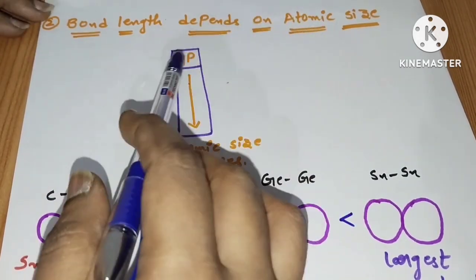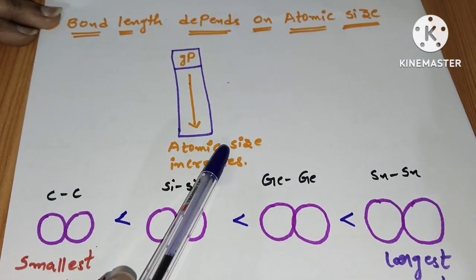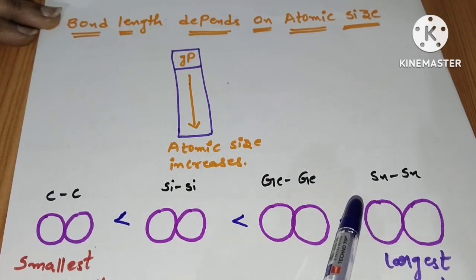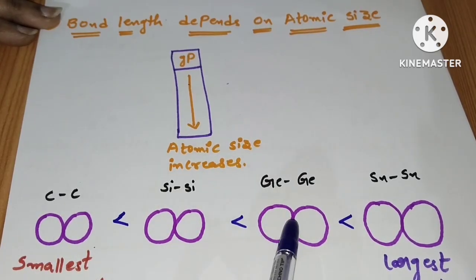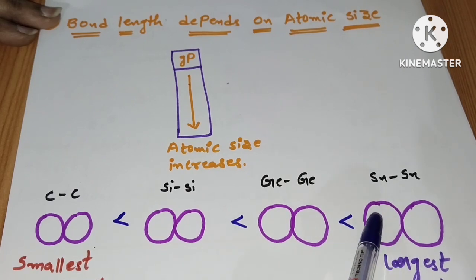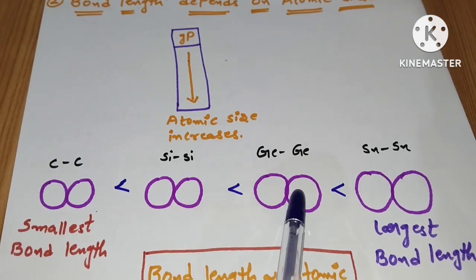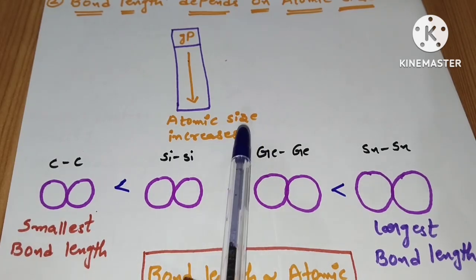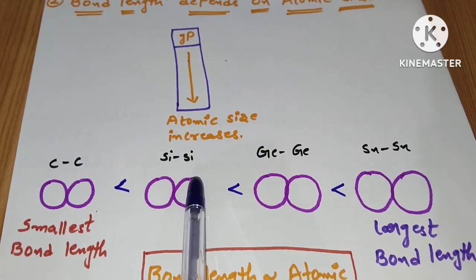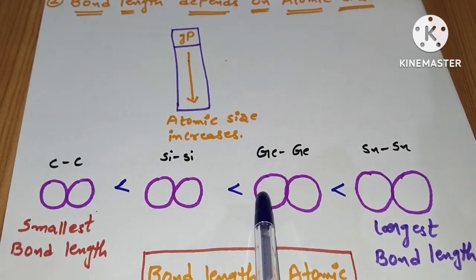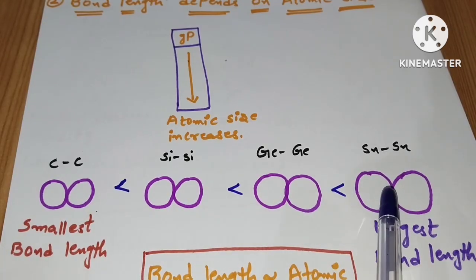We know that atomic size increases down the group. For example, consider these molecules. We can see that carbon, silicon, germanium and tin are in the same group. Their respective atomic sizes increase down the group. The size of carbon is small. The size of silicon is a little bit bigger. The size of germanium is bigger and the size of tin is biggest.